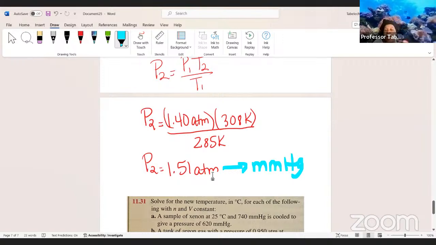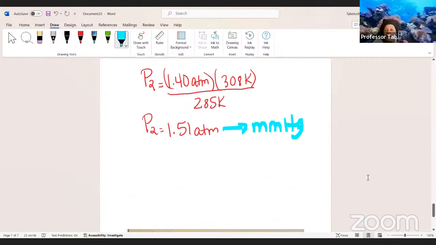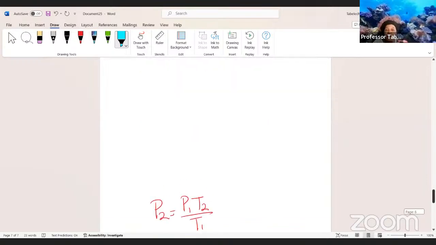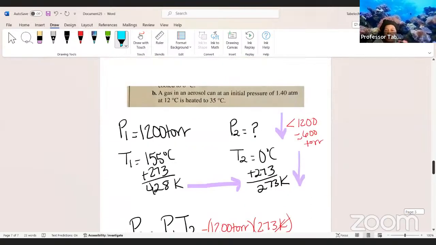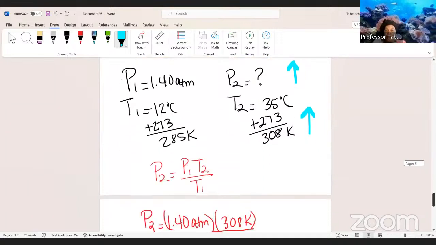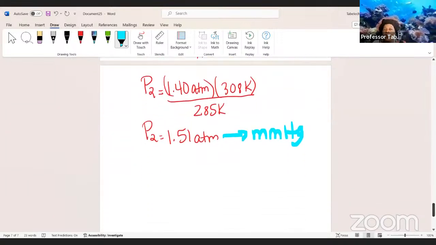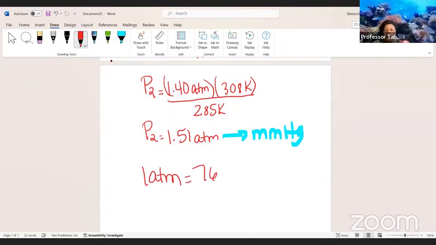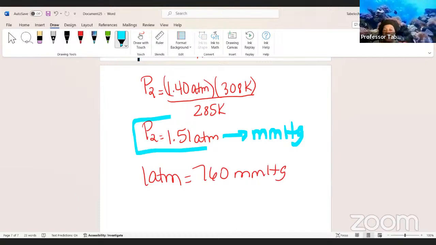And this is why I have my conversion factor. In case you forgot, here's the conversion factor right here, okay? 1 ATM equals 760 millimeters of mercury. Again, let me write that here so you all can see it. 1 ATM equals 760 millimeters of mercury. So you know what we're going to do? We're going to take the number that we just got and convert that 1.51 ATM.